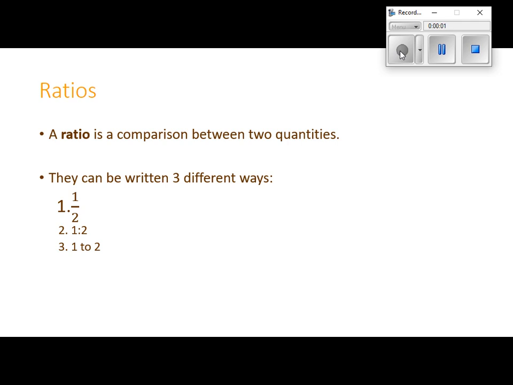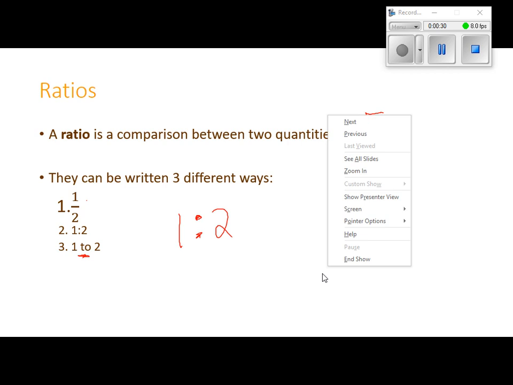A ratio is just a comparison between two quantities. We're going to do a lot with this over the next week or two. So a ratio is just something like 5/7. It could be written as a fraction. It could be written with a colon, like 1:2 means the same thing. Or it could be written with the word "to," 1 to 2, comparing things.